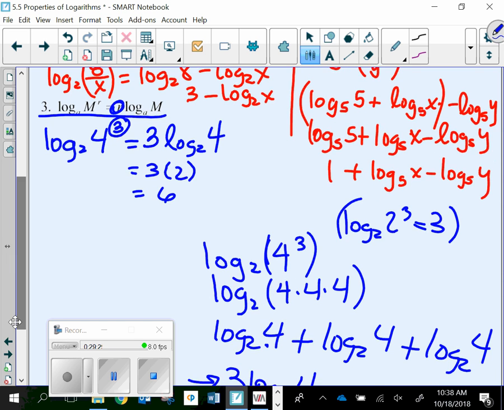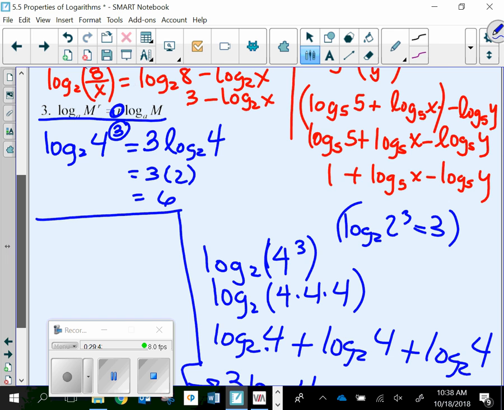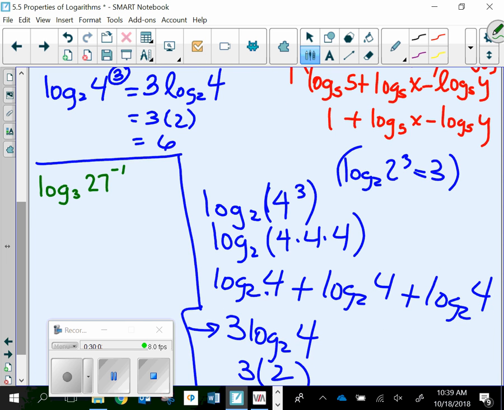Let's try another one. Let's see. There's nothing wrong with that. It just takes a longer time. Okay? Because we were right here 3 steps in. All right. How about log base 3 of 27 to the -1 power. Okay, go ahead and try to evaluate that using your powers or your whatevers.